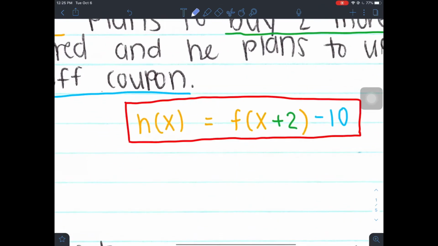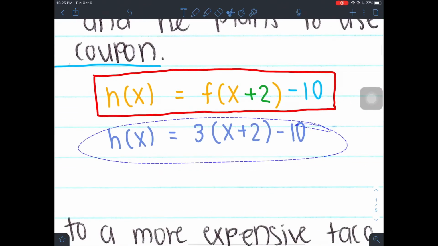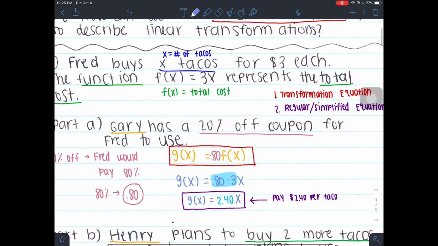So I'm going to substitute that in. So I have h of x equals 3x plus 2 minus 10. Okay. So what's the only difference between these 2 lines? I replace the f with a 3. Now remember, f of x is equal to 3x.